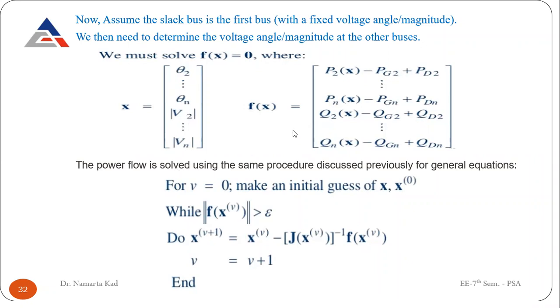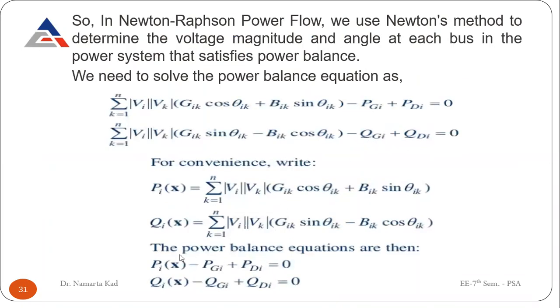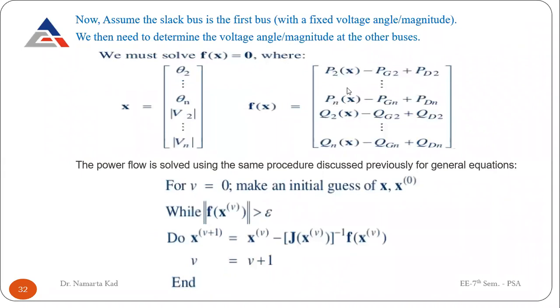Okay, this is the x vector, and the f(x) that we have to calculate is all the equations related to the real power and reactive power. See here, these are the equations now. i is the bus number, that varies from 2 to n. So here it is P2x minus Pg2 plus Pd2, and next is P3x minus Pg3 plus Pd3, up to Pnx, the nth bus. Okay, similarly for the reactive power.